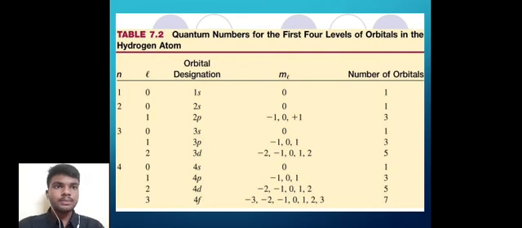And m sub l: 0, 0, minus 1 to 0 to plus 1, 0, 0, minus 1, plus 1, 0, minus 1, minus 2, 1, 2, 0, 0, minus 1, 1, 0, minus 1, minus 2, 1, 2, and 1, minus 1, minus 2, minus 3, 0, 1, 2, 3. And then you can observe that the number of orbitals is 1, 1, 3, 1, 3, 5, 1, 3, 5, 7.